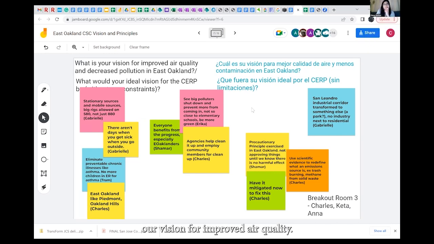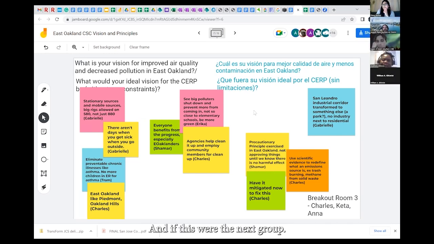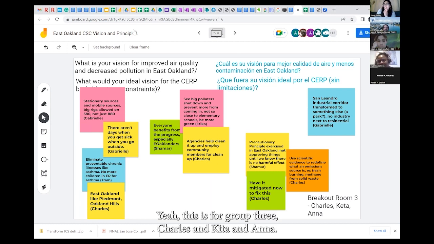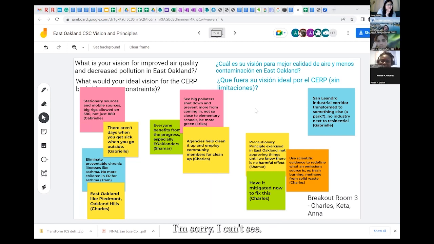Our vision for improved air quality. Is this for the next group? Yeah, this is for group 3, Charles and Kita and Anna. Okay. I'm sorry, I can't see. Don't worry about it, Cole. I got you. Go ahead, Charles. Get him.